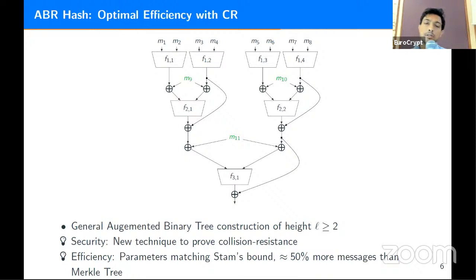So this is the first construction which is optimal. Here the tree is only shown for three levels. This can be done for arbitrary level L, where L is greater than or equal to two. And this is achieved by injecting message at all levels of the tree except the leaf level. And if you look at the efficiency in terms of how many messages it can absorb, you'll find out that it can almost achieve 50% more message absorption compared to Merkle trees.